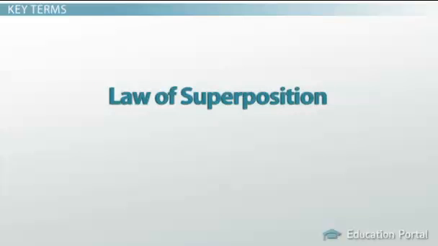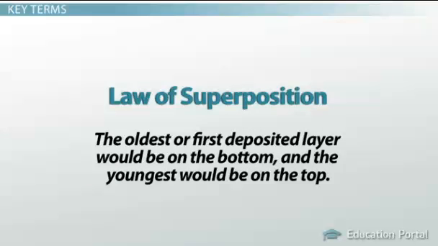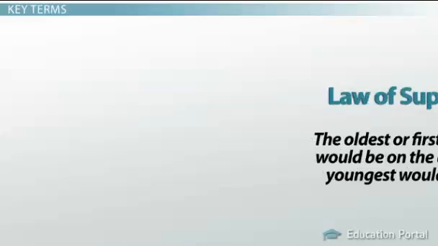A second key idea is the law of superposition. The law of superposition states that in any undisturbed sequence of layers of rock, the oldest or first deposited layer would be on the bottom and the youngest would be on the top.